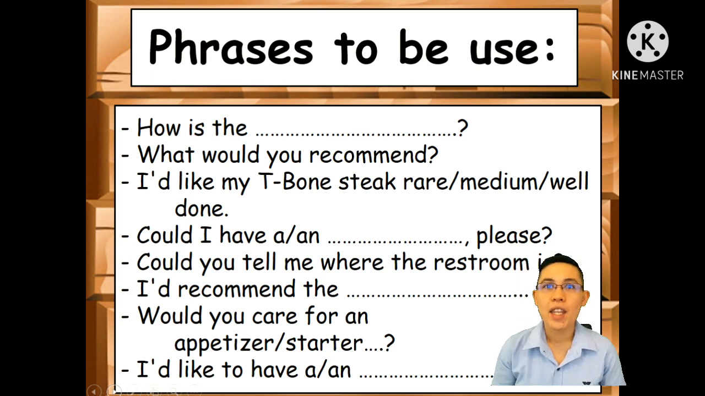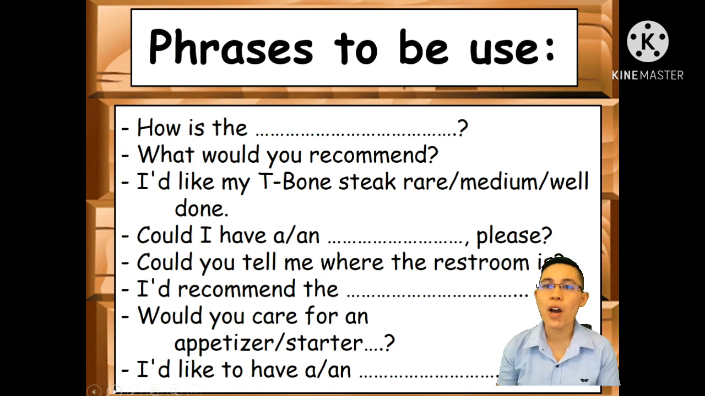Okay. Now, I already mentioned earlier that if you want somebody to recommend a food, then the person who will answer is actually the waiter or your friend. They can say, I'd recommend the example. Okay, again, I'd recommend the T-bone steak. Okay, it's very delicious.